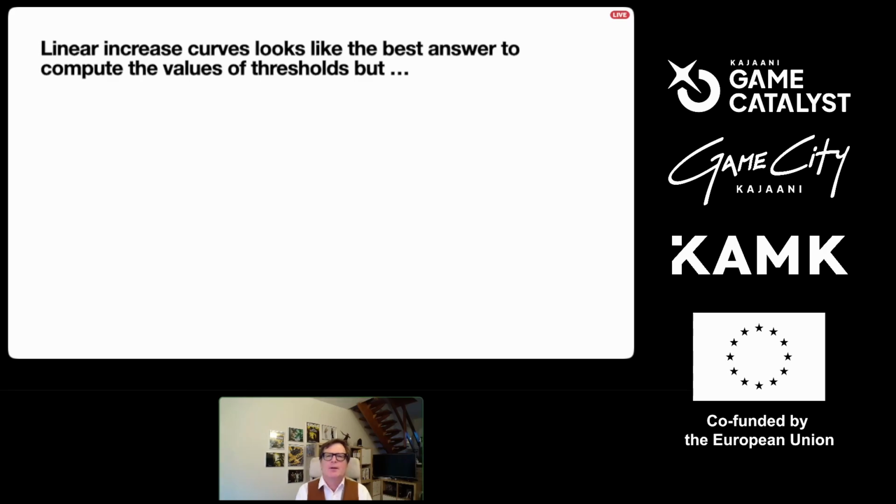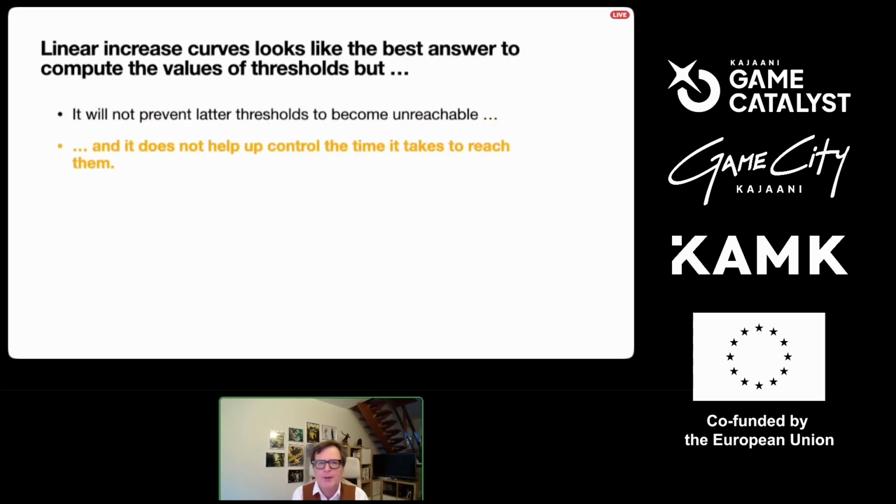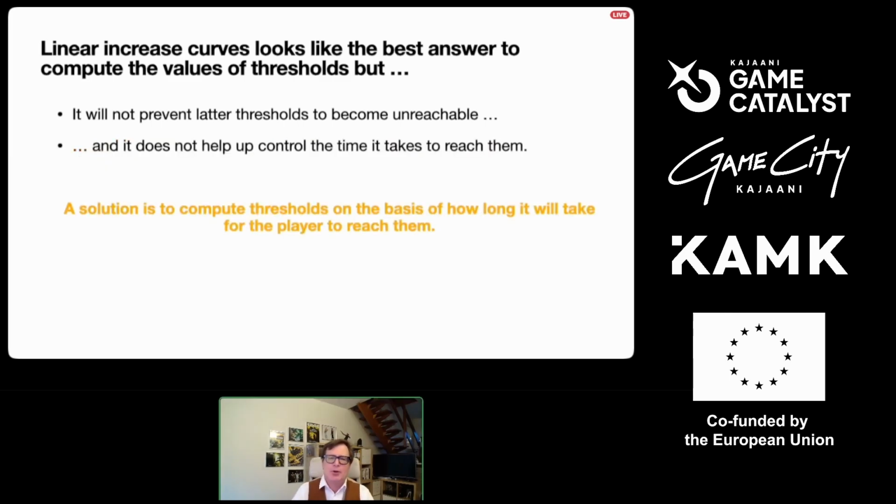Now, the problem is that this is not going to prevent later thresholds from becoming unreachable, and it doesn't help us control the time it takes to reach them. We need to control how much time it's going to take players to reach later thresholds in order to avoid excessive time. If players spend too much time reaching the next thresholds, chances are that they will give up. They will lose patience. So using time to control players' progression is probably, in my view, the best strategy to follow.